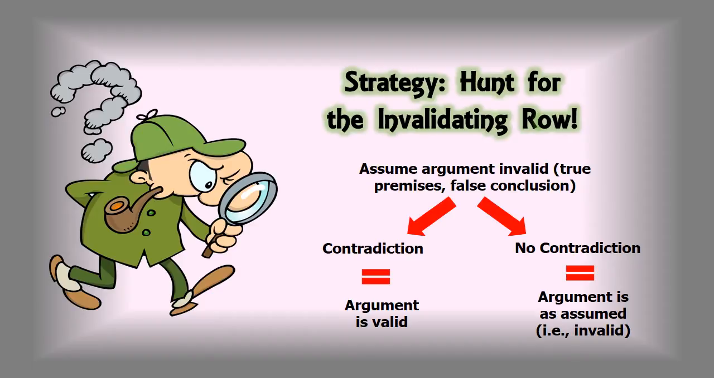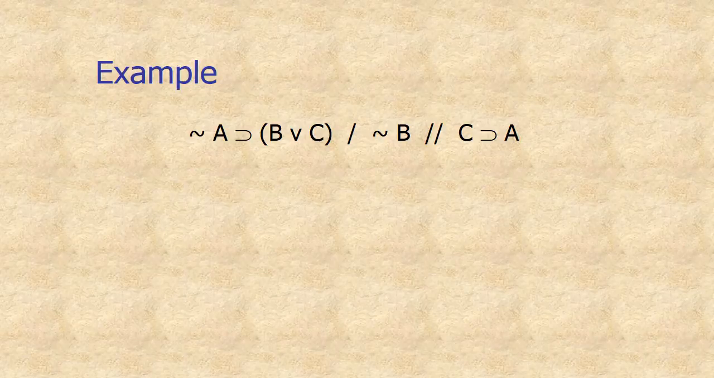But if you get no contradiction, then there is going to be a consistent row in a truth table that will have an invalidating set of truth values assigned to the premises and conclusion. So look for that contradiction. Try to prove the argument is invalid, and if you can't, then you obviously have a valid argument. So let's take a look at this example.